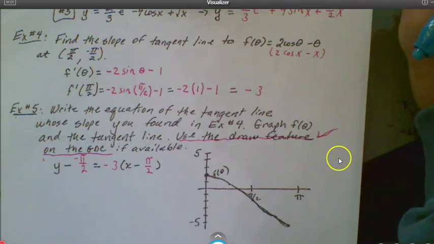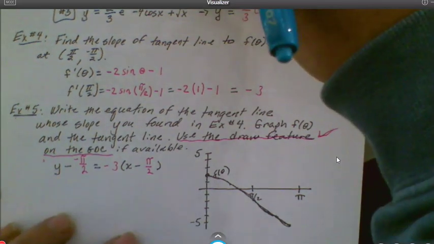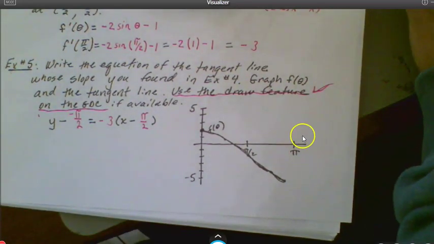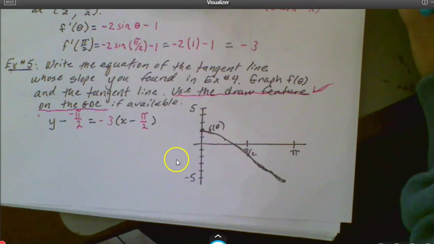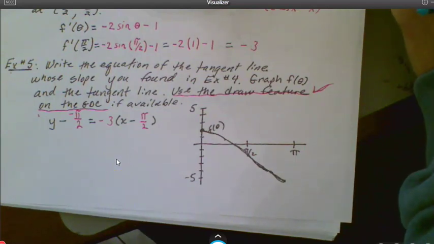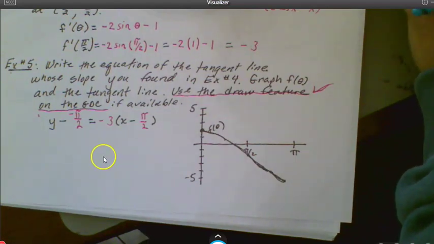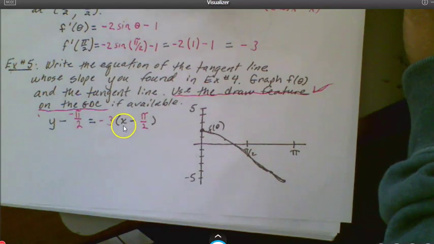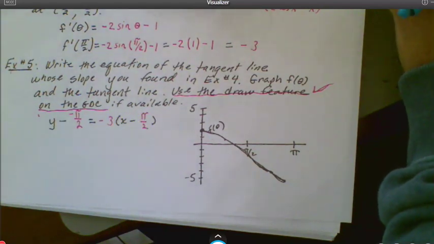So you may run into some of that stuff too. So let me jump down to example 5. Looking now for the equation of a tangent line, keep in mind for this, we're typically using the point slope formula when you want the equation of a line. So y minus the y coordinate equals our slope times x minus the x coordinate.